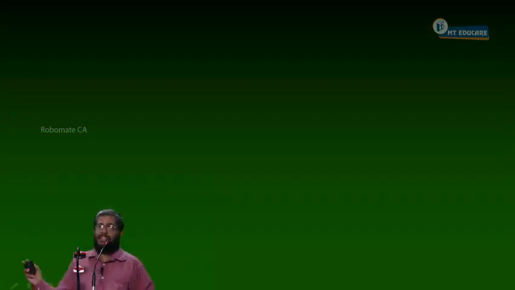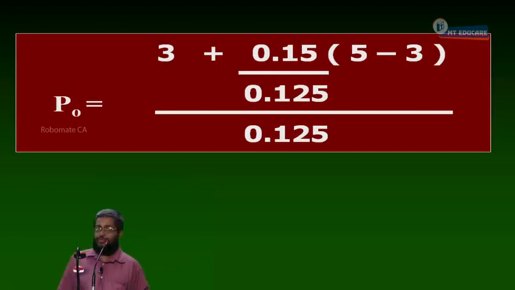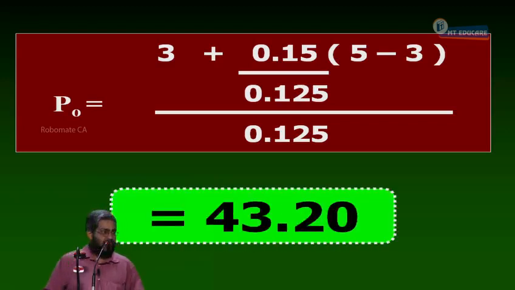Write down the share price. P0 is equal to 3 plus, D is 3, right? 3 plus 0.15 by 0.125 into 5 minus 3, whole divided by 0.125. If I simplify, I will be getting how much? 43.2.